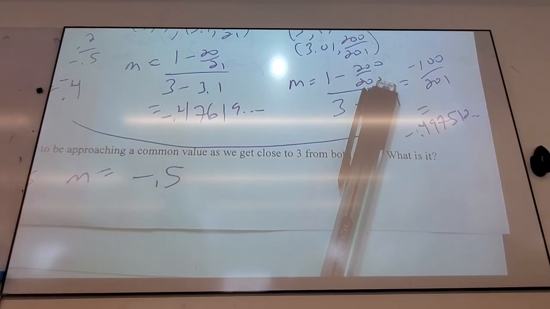How many more inputs would I have to do to get it exactly right? An infinite number. I'm not going to do that. I'm going to go with, it looks like it's negative 0.5. Which is why we talk about the algebraic ways to evaluate limits.